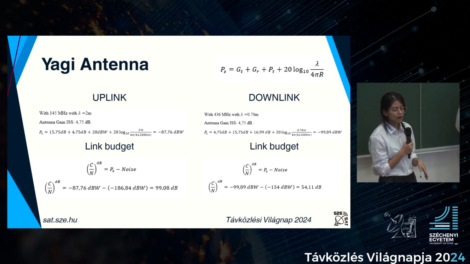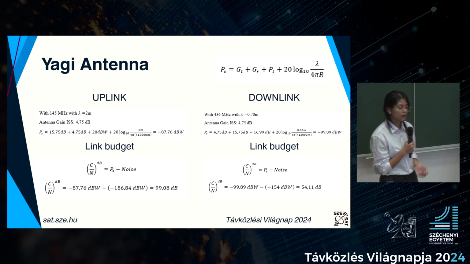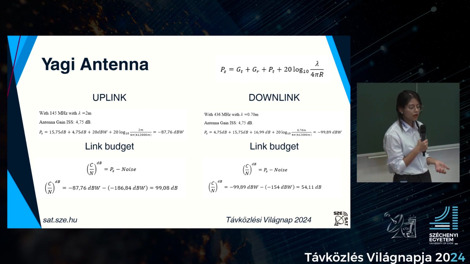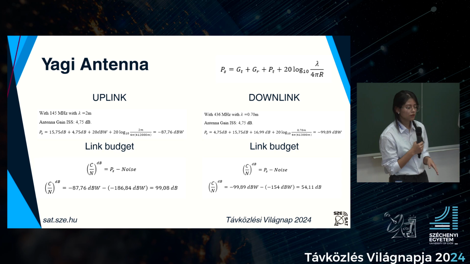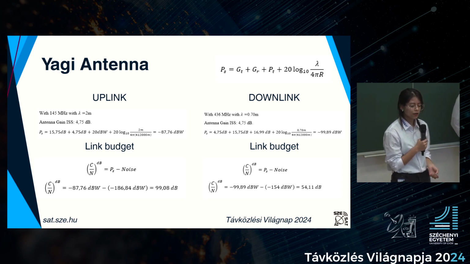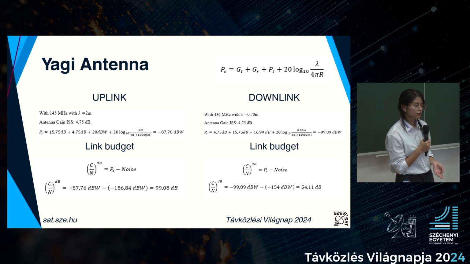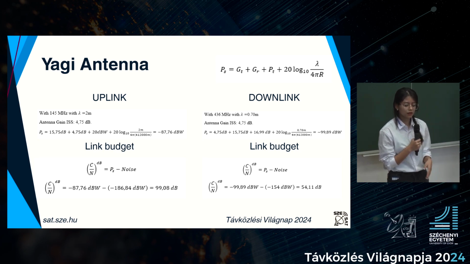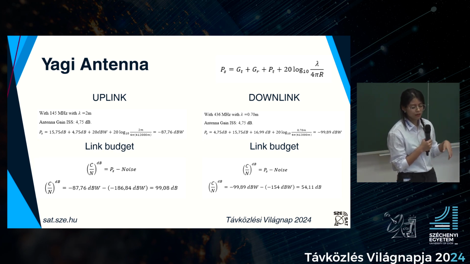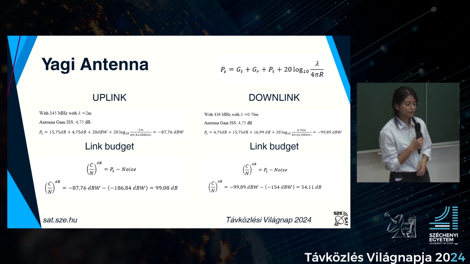We know the gains of the transmitter and receiver. For uplink, we have a power signal of minus 87.76 dB watts, and we calculate the signal to noise ratio as the power signal minus the noise measured in the satellite, and we obtain the value of 99.08 dB. We calculate the same for downlink, with the power signal minus the noise measured on top of the dormitory, and we got 54.8 dB.